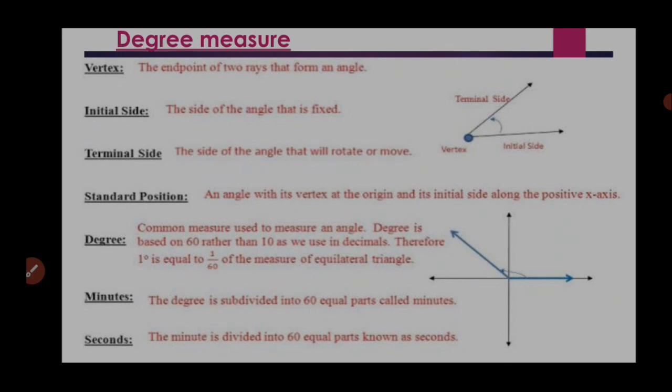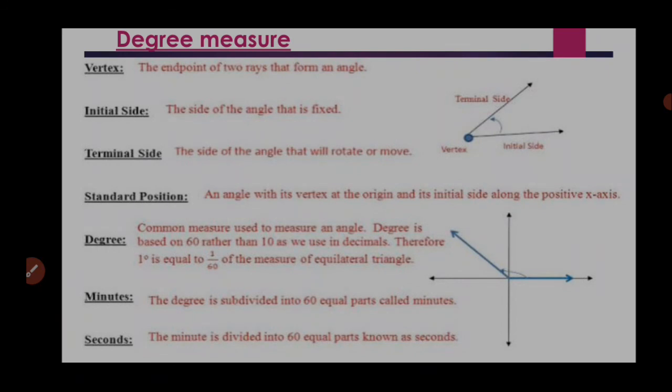Vertex: the end point of two rays that form an angle is called the vertex. Initial side: the side of the angle that is fixed. Terminal side: the side of the angle that will rotate or move either up or down, anti-clockwise or clockwise. Standard position: an angle with its vertex at the origin and its initial side along the positive x-axis.